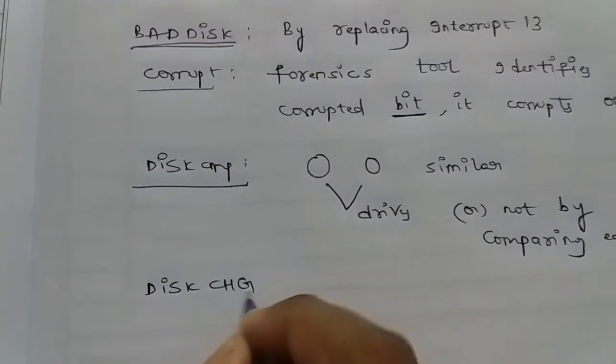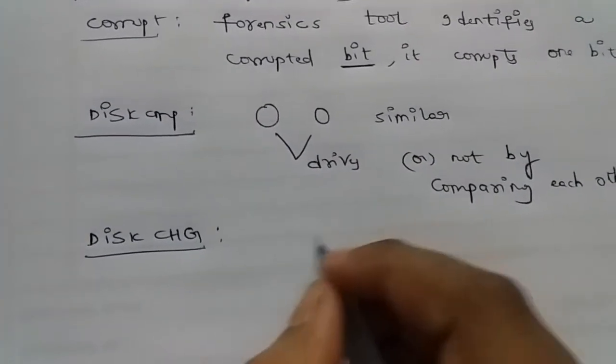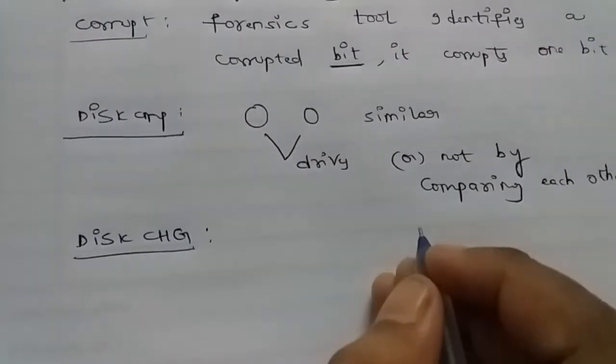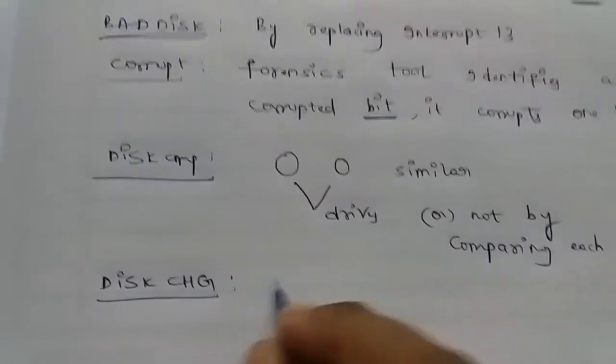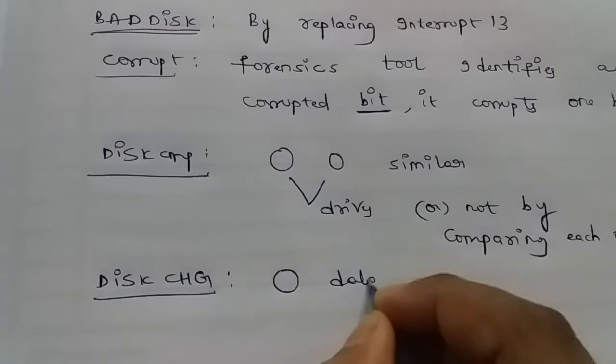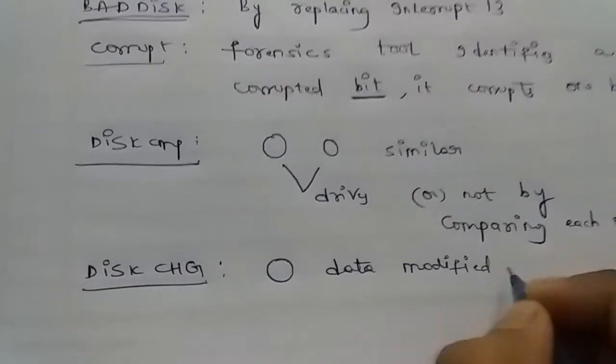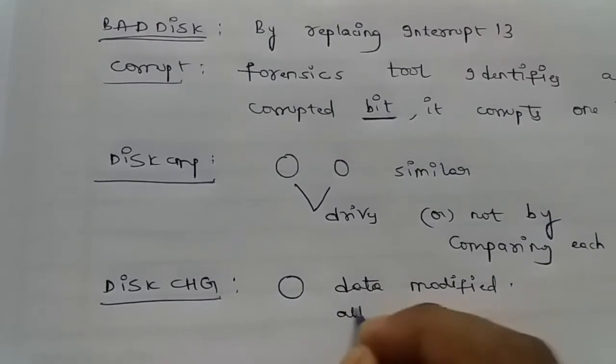Next one, disk CHG. The forensic tool identifies the data modified. It alters the data on a drive. For example, the data in drives will be modified. It will be altered.